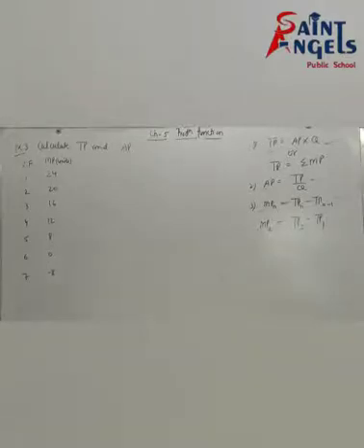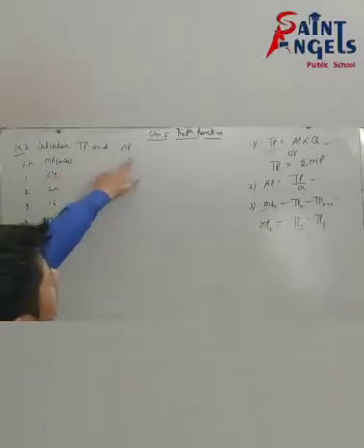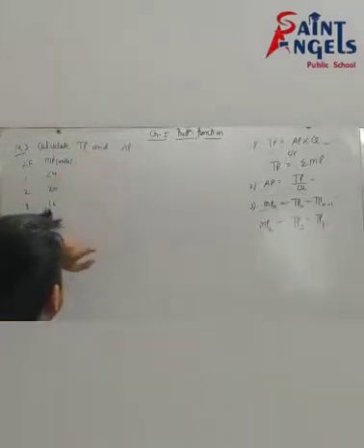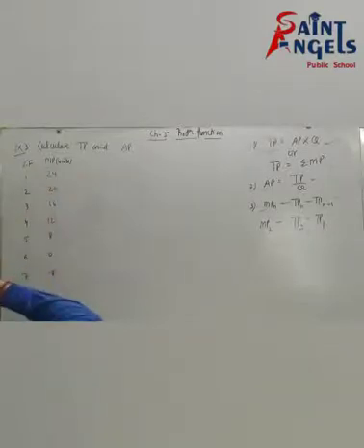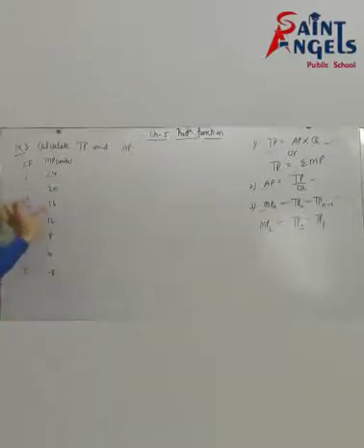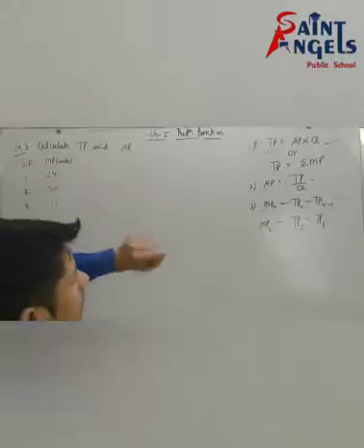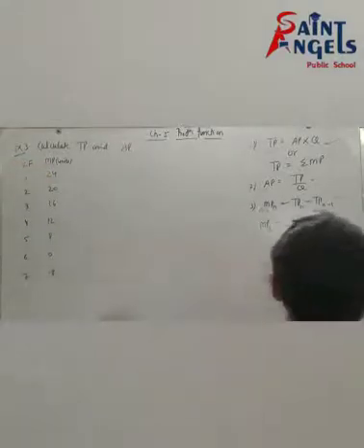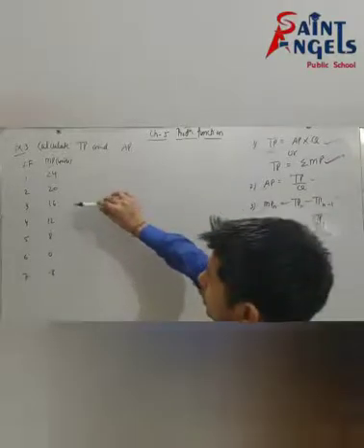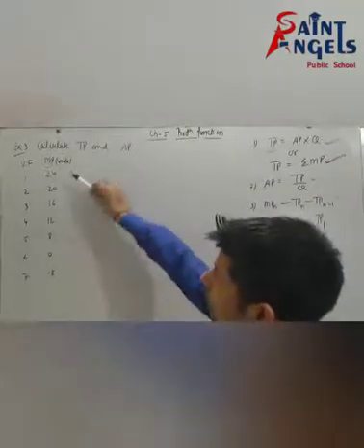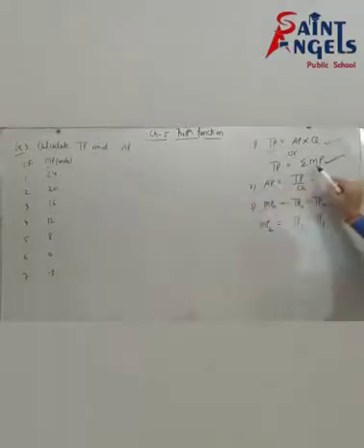See next question. Calculate TP and AP. TP means total product, AP means average product. Now what is here? Value of MP is given and value of variable factors are also given. According to this condition, we will use this formula for TP because value of MP is given, so we will take this formula.